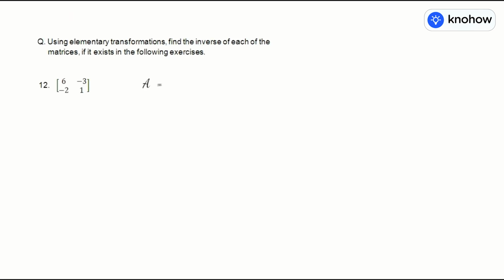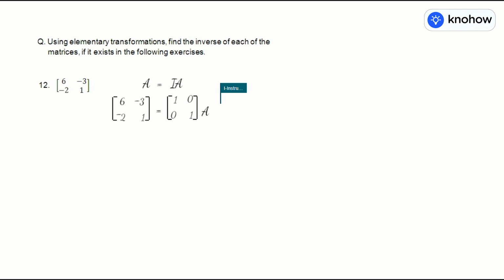Using elementary transformations, find the inverse of the matrix A equal to [6, -3; -2, 1]. What is the procedure? First of all, we consider A equal to IA. In the present case, the given matrix is [6, -3; -2, 1], and the unit matrix or identity matrix of second order, [1, 0; 0, 1], times A.